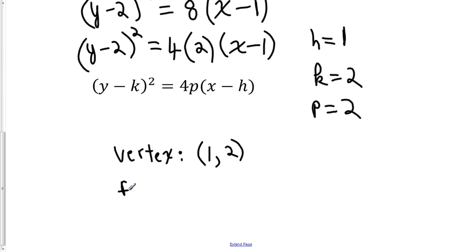Now for the focus. Remember, this parabola opens to the side, so if I want a point that's either to the left or right of this point, I have to modify the x value. So the focus in this case is what I get when I take h and add p to it. h plus p is 1 plus 2. That's the x value here, 3. And I keep the y value the same, k. k is equal to 2. So the focus is at the point (3, 2).